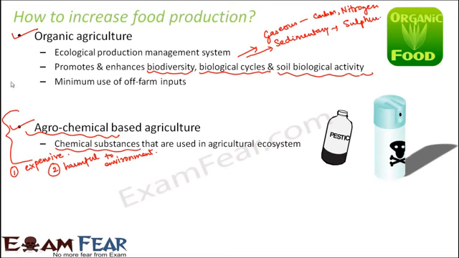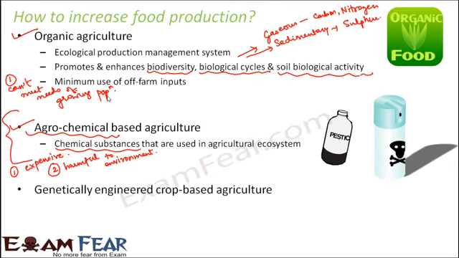Now the disadvantage of organic agriculture is that it cannot meet the needs of the growing population. So that is the disadvantage of organic agriculture. There is another way to increase the food production, and that is genetically engineered crop based agriculture. The third approach is genetically engineered crop-based agriculture.